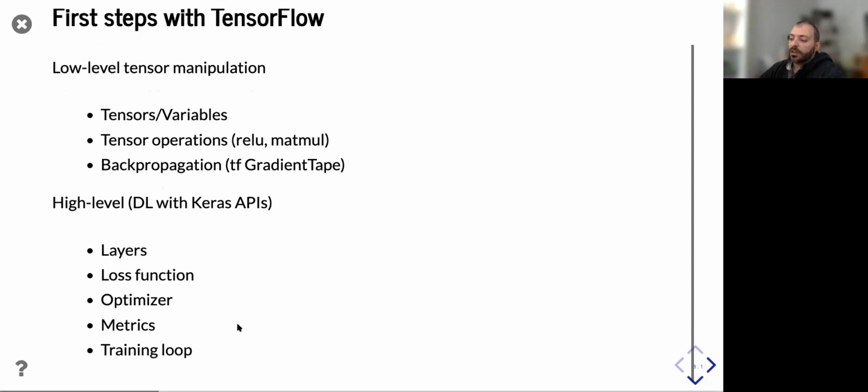We will see again how to define the layers, how to inherit from layer this time to create a new layer, loss functions, optimizer, metrics, and the training loop. So let's move to the tensors.